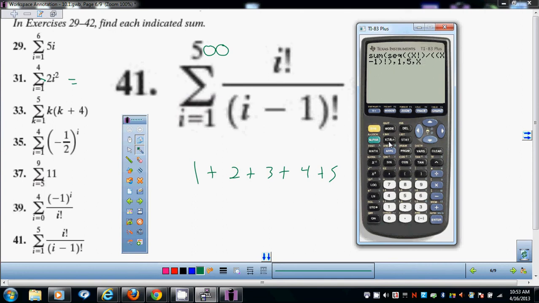Hold on. 1, 5, x. Oh, I think the variable comes first. X. See, I don't really use this that often. Here we go. The x comes first. Variable, start, end, step. There you go. 15, which is what we got. Now, you might be thinking, whoa, not worth it. But you may have one on your test that asks for like 30 terms, and all that is good.